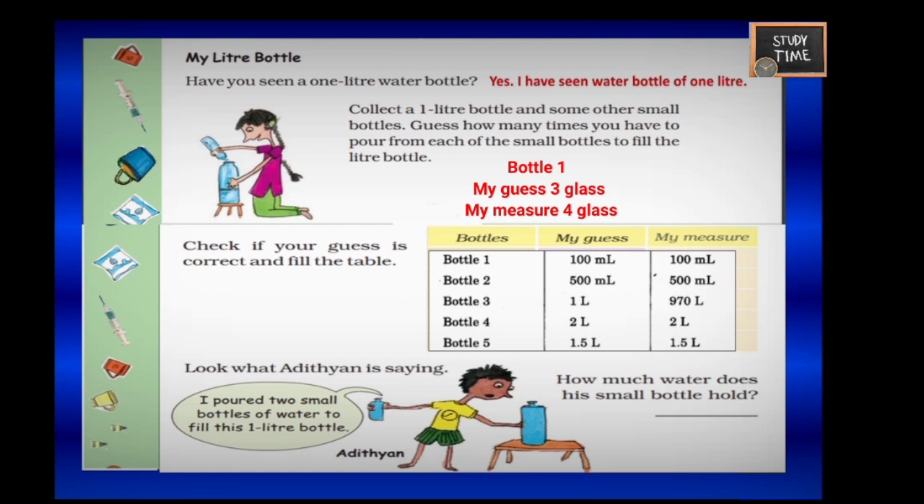Look what Adityan is saying. I poured 2 small bottles of water to fill this 1 liter bottle. So he says to fill 1 liter bottle, he poured 2 small bottles of water. So how much water does a small water bottle hold? This small bottle holds 500 ml of water because 500 ml plus 500 ml is 1 liter.